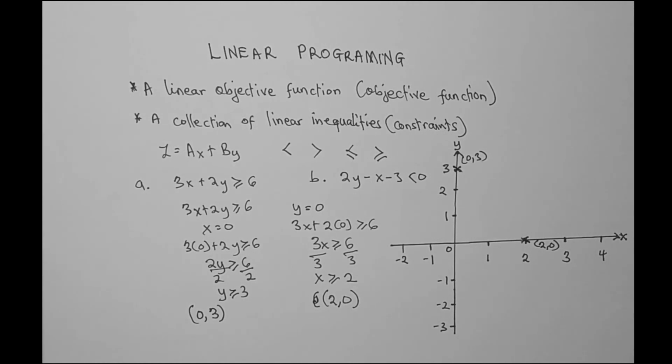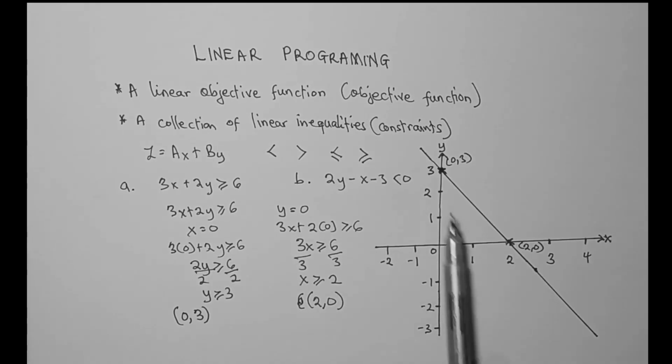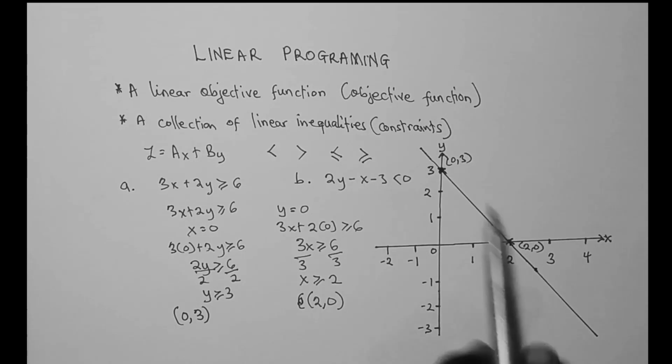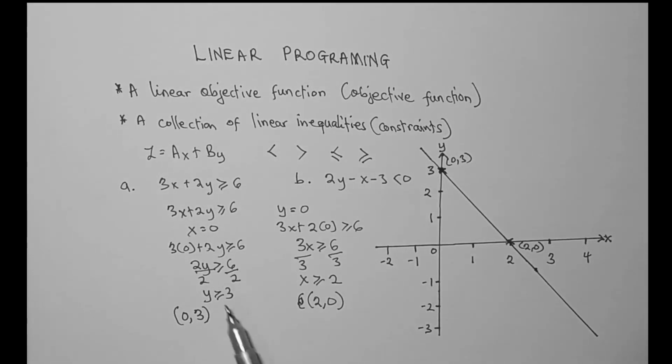So what we need to do is to draw a straight line to connect the two points. Alright, so this is our straight line that connects the two points. Now, always when you draw the straight line, you must write the equation of the line. And the equation of the line is 3x plus 2y is greater or equal to 6.